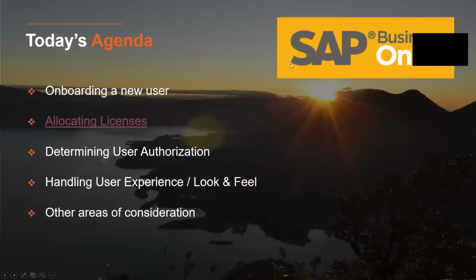Today's agenda is, as I was saying, all around the user. We're going to work through a scenario of onboarding a new user: their user ID, the name, and some other attributes as part of the user setup. We'll go through that and some additional areas linked to that setup. We'll also talk about licensing, the allocation of licenses and the different types of licenses that are available within SAP Business One. We'll then go into the authorization of that user.